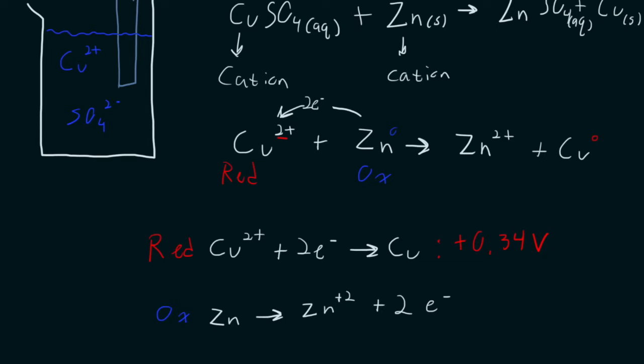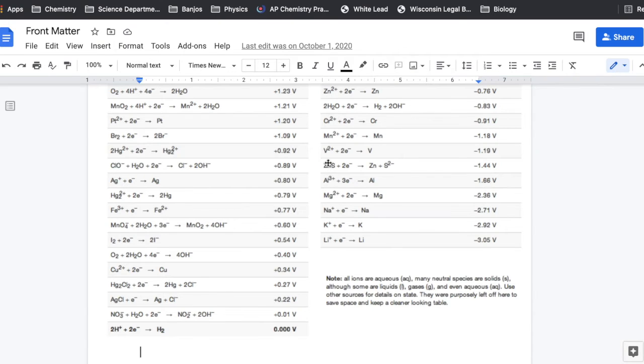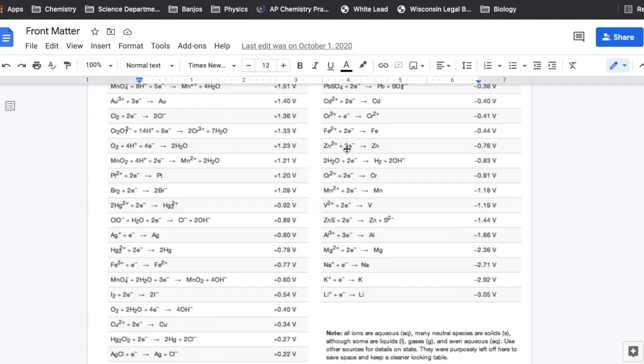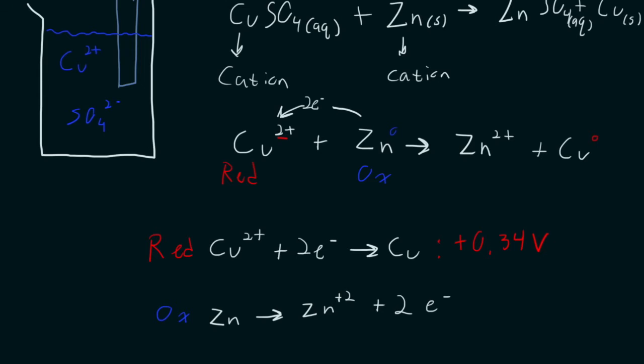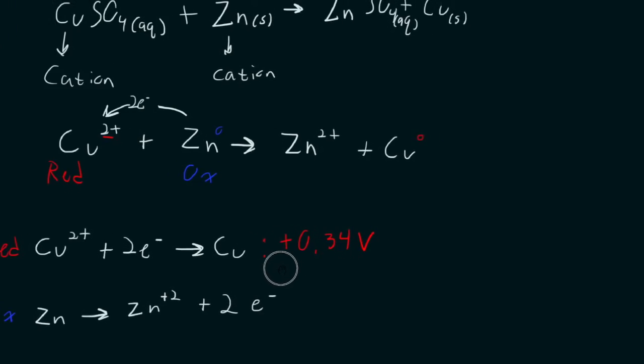Now let's look for the zinc. Oh, it's right up here. It's right there. If we see this zinc, notice something very important about this. This is the reduction half reaction for zinc. So that's set up differently. Let's look at that over here.